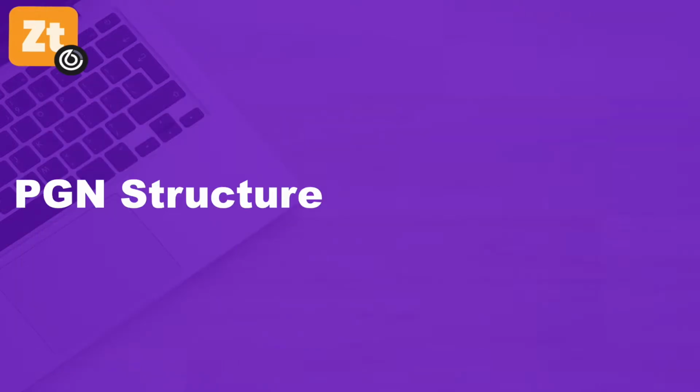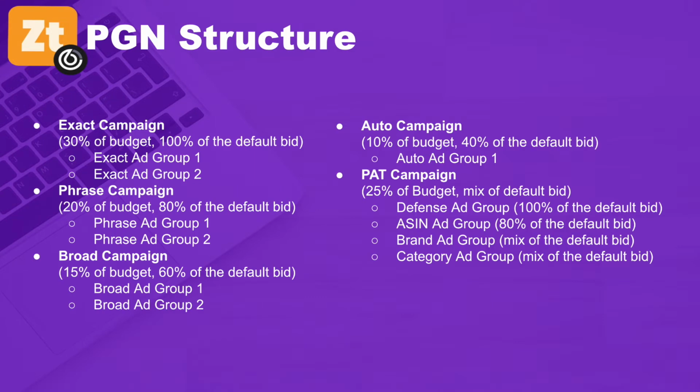Now, what is the PGN composed of? The PGN includes the new product attribute targeting campaigns and the new enhanced auto-target. The structure of the PGN is composed of an exact campaign, a phrase campaign, a broad campaign, an auto campaign, and the product targeting or PAT campaign.